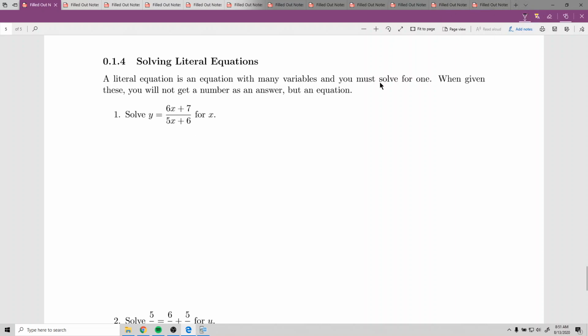The first one here says solve y equals (6x plus 7) divided by (5x plus 6) for x. Now, one thing I said in a problem before is always get rid of fractions when you're solving for something. So we want to multiply by the LCD to get rid of fractions. And the LCD, the least common denominator here, we only have one denominator, so it's 5x plus 6.